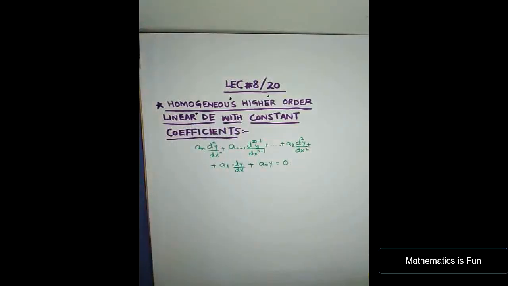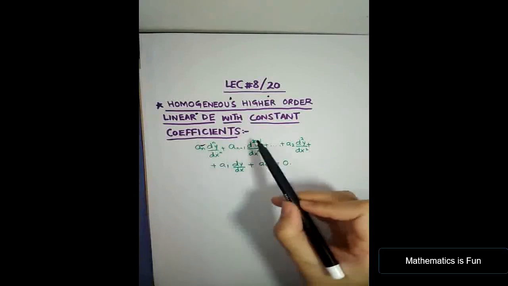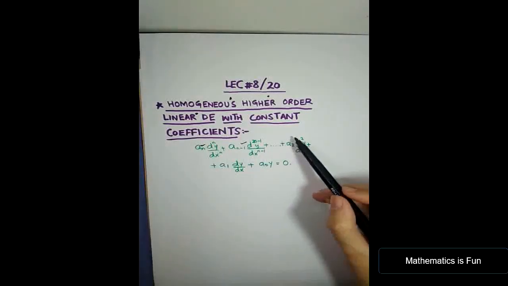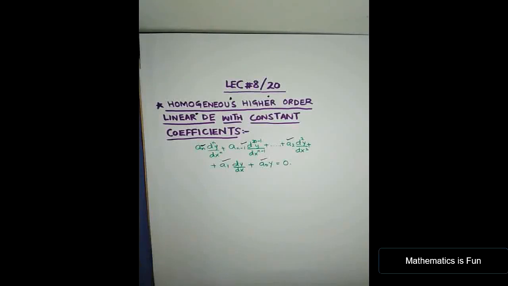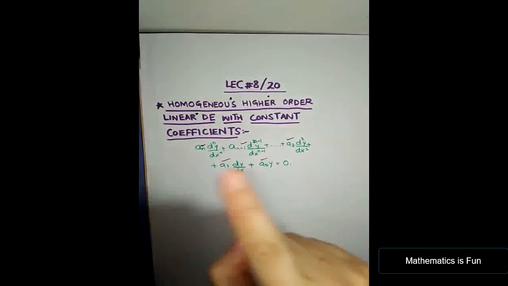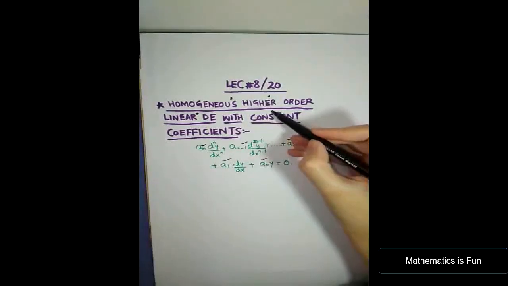Constant coefficients means that all the scalar functions, a_n, a_(n-1), a2, a1, a naught, must be constants. So this method is applicable for homogeneous higher order linear differential equations with constant coefficients.